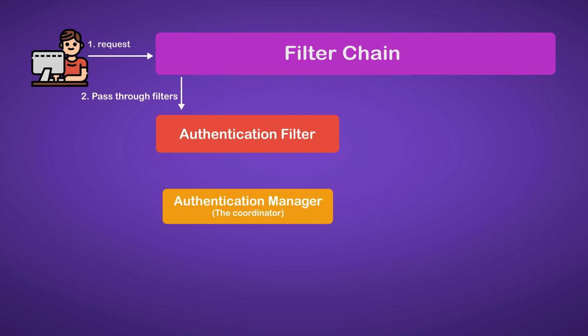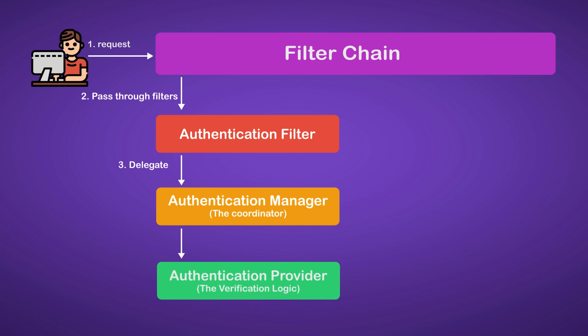One of the filters in this filter chain is the authentication filter. The authentication filter delegates the authentication request to the authentication manager. Based on the response it gets back, it configures the security context. The authentication manager uses one or more authentication providers to process the authentication. It's like a coordinator that knows which provider to use for different types of authentication. The authentication provider is where the actual authentication logic happens. It contains the rules to decide if a user is who they claim to be.